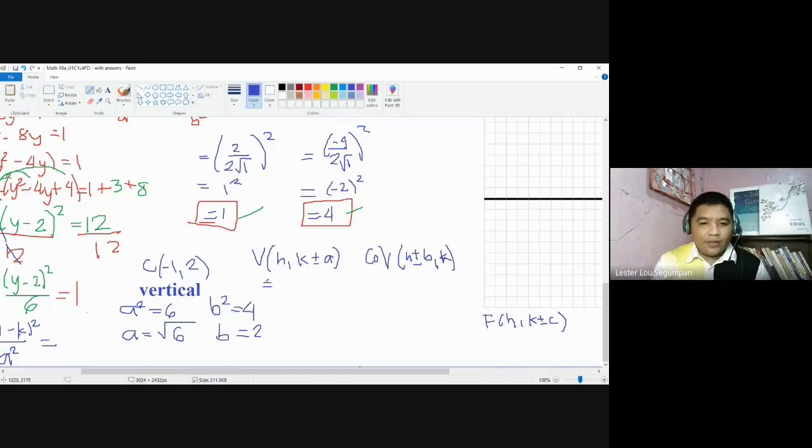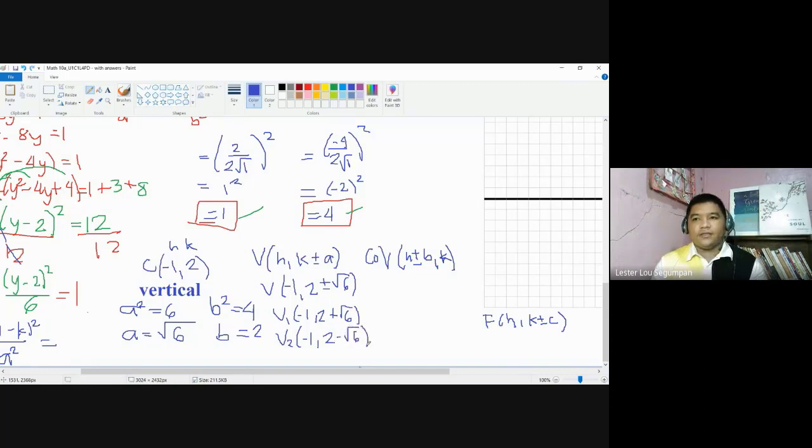So here, this is our h, that's our k. So here, our vertices will use this h and k. And h is negative 1. And then you have here k. K is 2 plus minus square root of 6. So our vertices, vertex 1 is at negative 1 and then 2 plus square root of 6. And the vertex 2 is negative 1, 2 minus square root of 6.